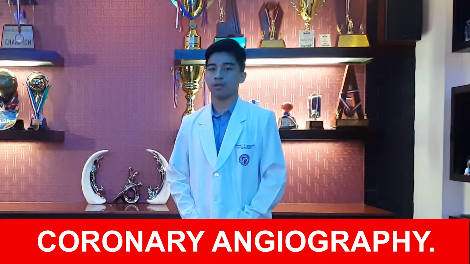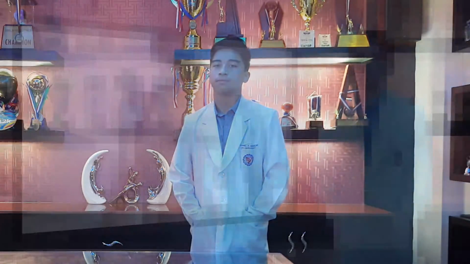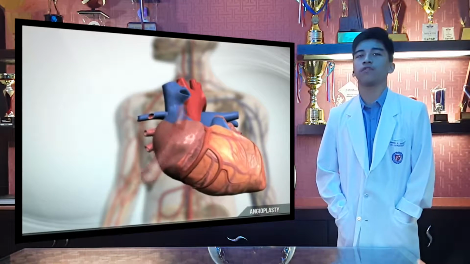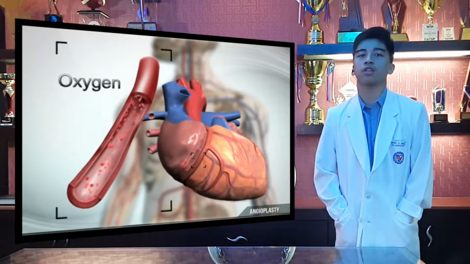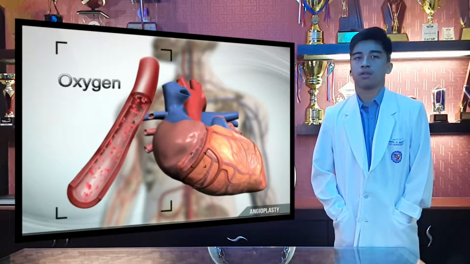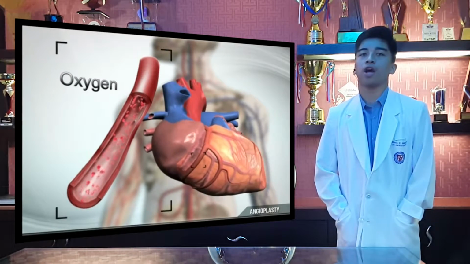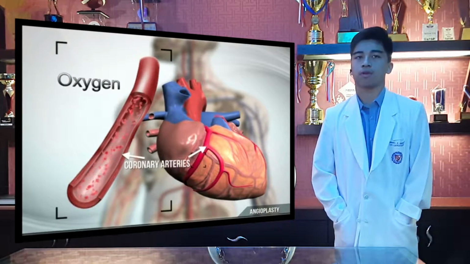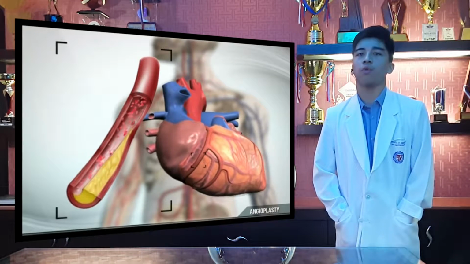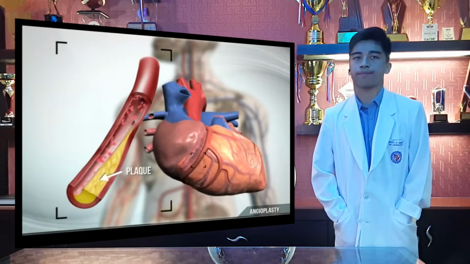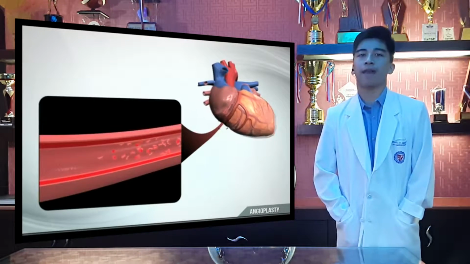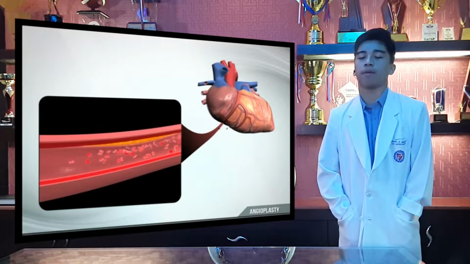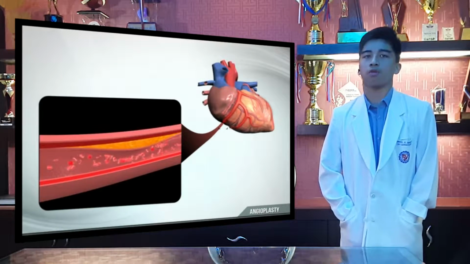Coronary angiography. This is a test used to diagnose coronary artery disease using a catheterization procedure. Like any other living tissue, heart muscles need blood and oxygen supply for their normal functioning. The blood vessels that supply blood and oxygen to the heart muscles are known as coronary arteries. Cholesterol deposition on the wall of these arteries is called plaque. Formation of plaque in these blood vessels causes narrowing of the blood vessels. This can affect one or more arteries.